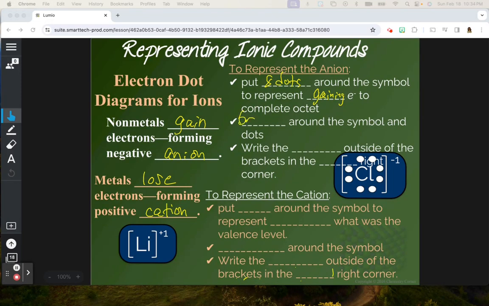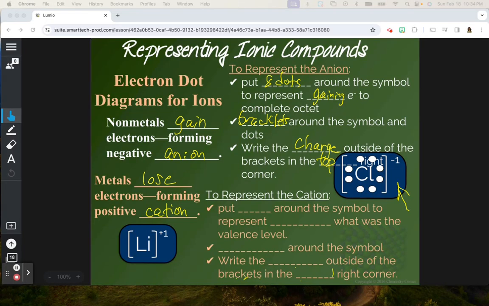Brackets are around the symbol of dots, and we write the charge outside of the brackets in the top right corner, as illustrated here for chlorine, or chloride, I should say.